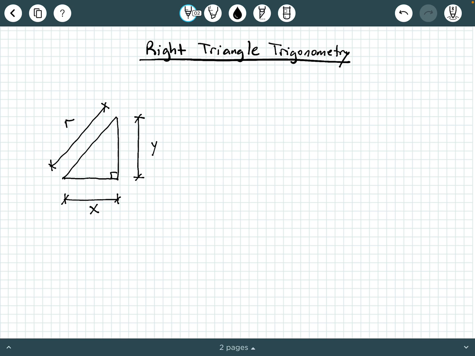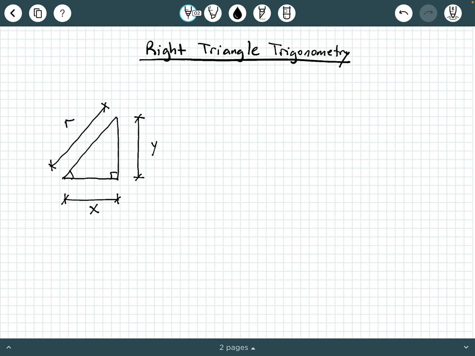Before we do anything else, let's look at why this is a right triangle. Well, we call this a right triangle because one of the interior angles is a 90-degree angle, or a right angle. Now, what about the other two angles? What about these guys right here? Well, let's give them some generic names.